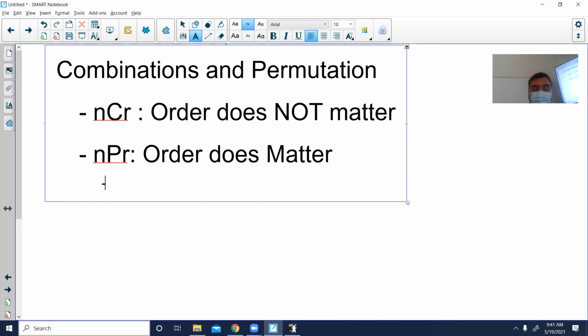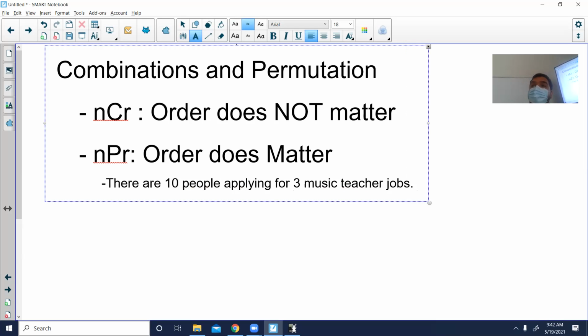That's the actual question. 5 people, something like that, and there's 3 prizes. Let's do that. There's 10 people applying for, what's the new teacher we're getting? I don't know, music teacher. Or let's say 3 music teacher jobs.